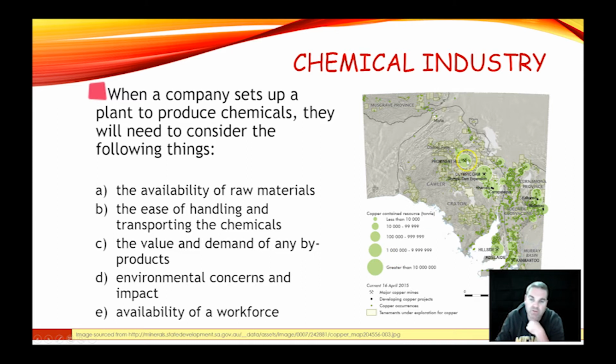but the actual factory to extract the copper from that might not be at the mine, because some of the other things you need to think about are the ease of handling and transporting the chemicals, the value and demand of any byproduct. Byproducts are things that are made in a reaction but are not the desired product, but they might have some actual value. Then you might want to think about any environmental concerns, and the other thing is about availability of a workforce.